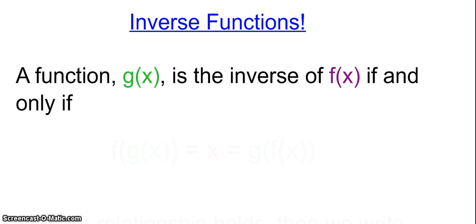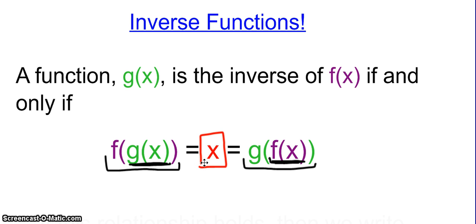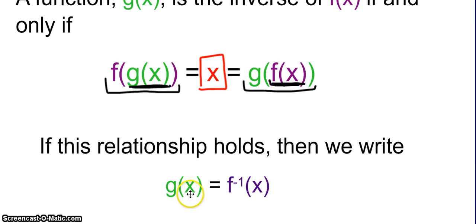So a function g of x is said to be the inverse of f of x if and only if this relationship is true. We have studied composition of functions, so if you take g of x and you put it into f of x, it should get you the exact same answer as if you take f of x and put it into g of x. And both of those answers should simplify down to just result in an answer of x. So both of these things have to be true. They have to result in an answer of x. If that's true, then we say g of x is equal to the inverse of f of x.